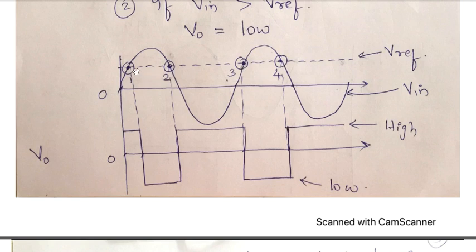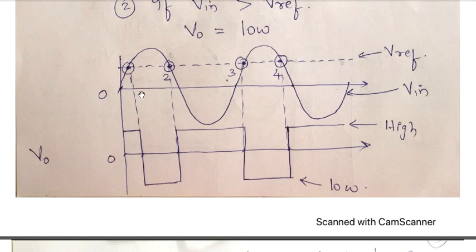Then what do I do? From this intersection point, I take down a vertical line which becomes my reference line till here. Then from the second intersection point, I take down a reference line over here. From the third one, I take the reference line over here. And from the fourth one, I take down a reference line over here. These reference lines are going to help me draw my output voltage waveform. Okay, so let me start drawing my output voltage waveform.